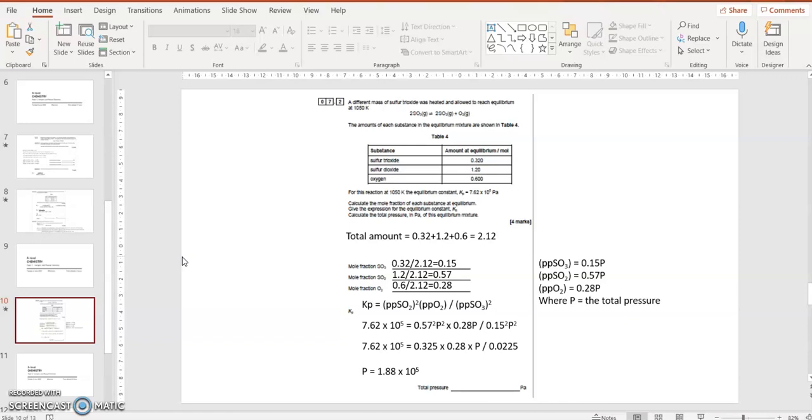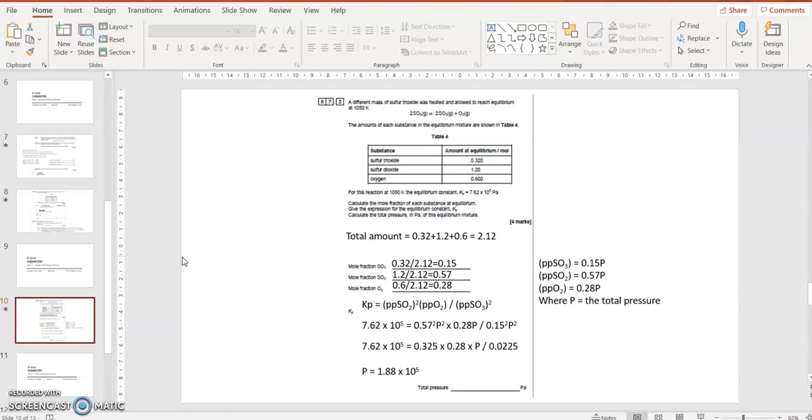Partial pressure of the SO2 to the power 2 multiplied by the partial pressure of the O2, divided by partial pressure of the SO3 to the power 2. Fine. Calculate the total pressure. So it's a back to front question, because as I say, normally you'd have the total pressure multiplied by the mole fractions, plug them into the Kp, and you'd be done.